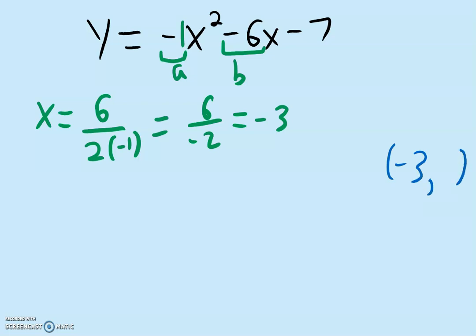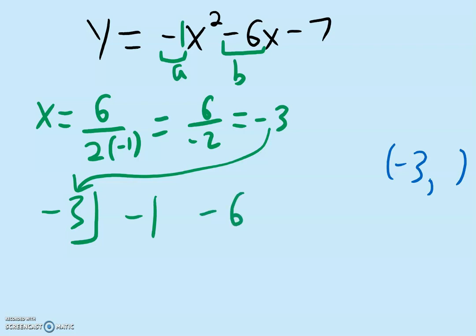Now to find the y-coordinate, you can use two different methods. You can either plug it into x to evaluate, or the way I want to show you is using synthetic substitution, which is pretty simple. So this x value, -3, I am going to put it out here. And then what we're going to do is copy the coefficients of a, b, and c. So a is -1, b is -6, and c is -7.